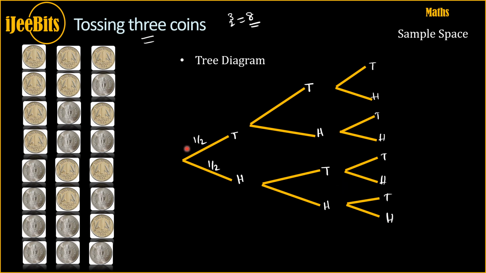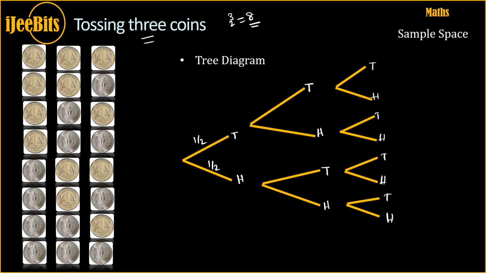Now you trace the path. T is one sample point. TH is another sample point. THT is one sample point. THH is one more sample point, right? HTT is one sample point. HTH is one sample point. HHT is one sample point. HHH is the other sample point. That's why you are going to get sample points with a combination of 3.